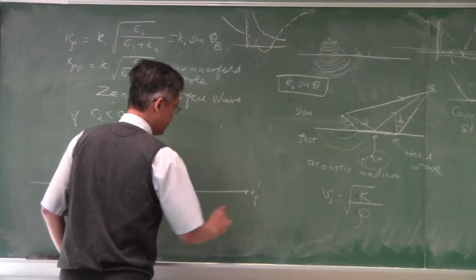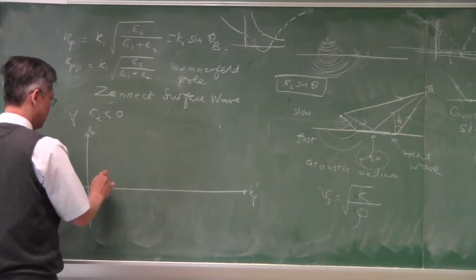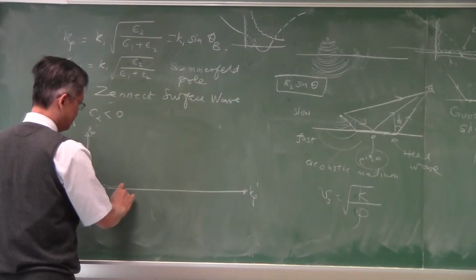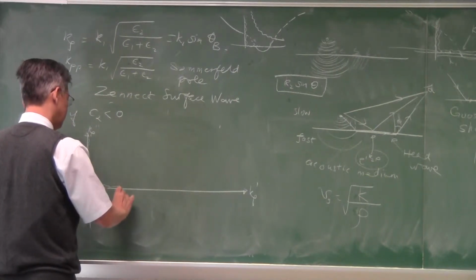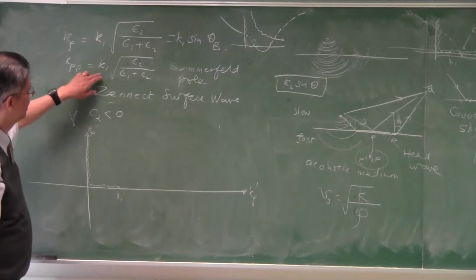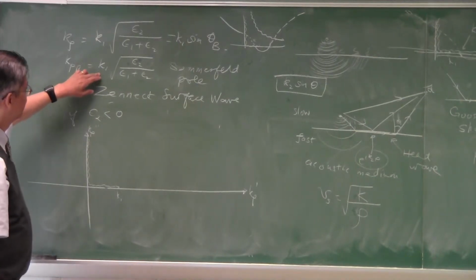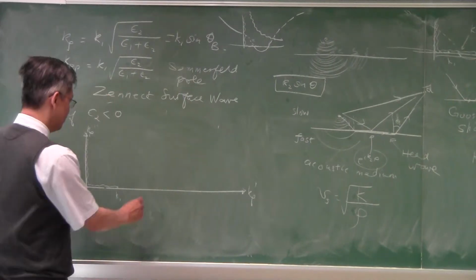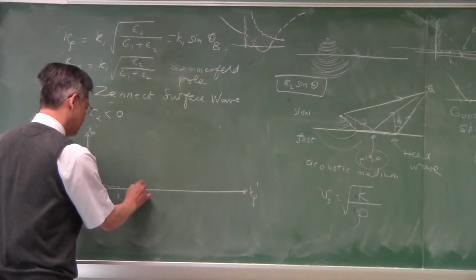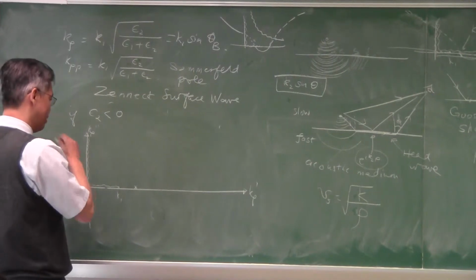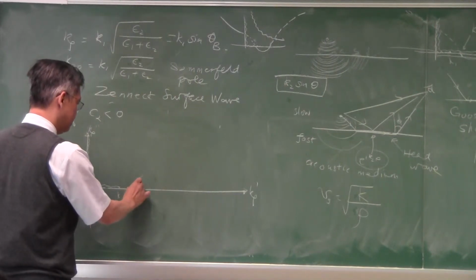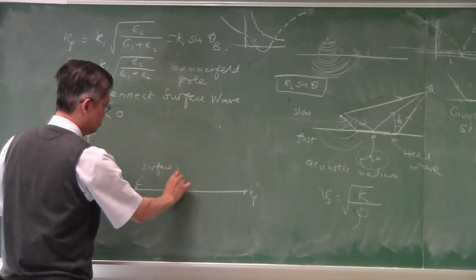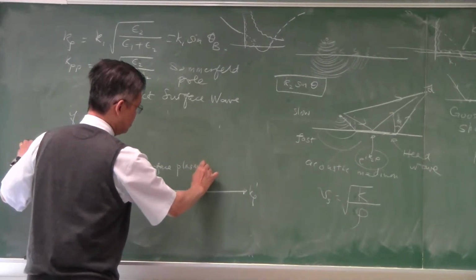In that case, if I were to draw this picture again, and if I were to draw the K1 branch cut, K1 is over here. This says that I could have, if epsilon 2 is negative, the pole could be here. It's real, it's on the real line. This is the surface plasmon pole.